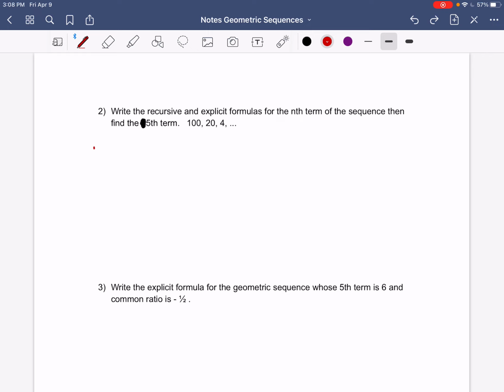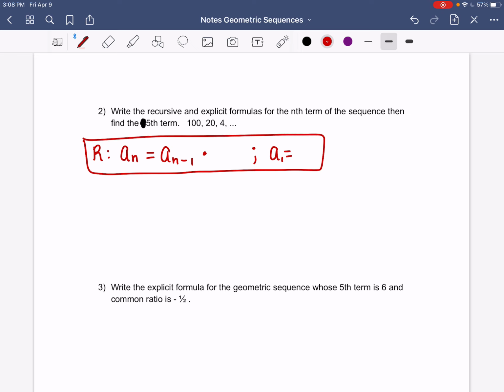So recursive formula, again, you just start with a sub n equals a sub n minus 1 times whatever your common ratio is, and then you just give the first term. Okay, that's all you have to do for the recursive formula. So for this one, you're trying to find your pattern, like what number you're multiplying by every single time. So this one goes from 100 to 20 to 4. So you notice the numbers are going down. So that means you're dividing by something, which we still use multiplying. We will never have a division sign there.